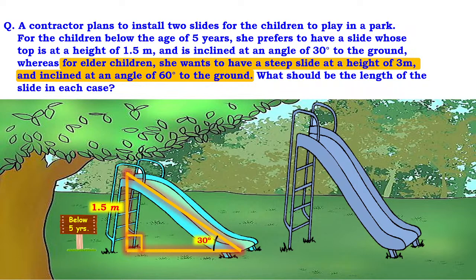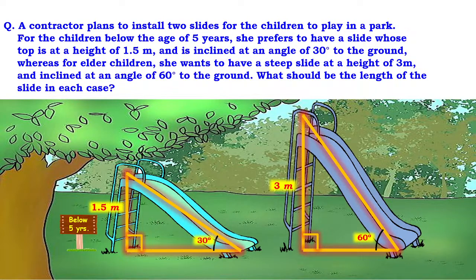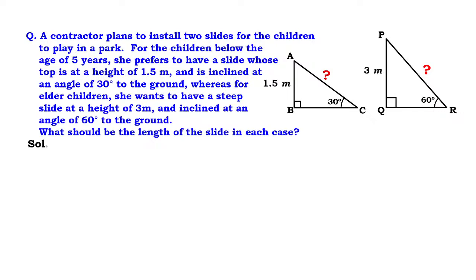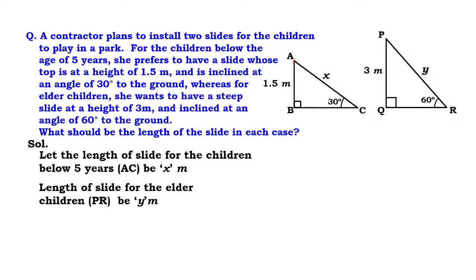Okay, now for elder children, what should be the height here now? What is the height they are telling? 3 meters. Okay, and what is the angle of inclination here? The value is 60 degree. Now in both the cases, what do you have to find? The length of this slide here and the length of this slide here. If I take two right angle triangles, that means I have to find the hypotenuse. Yes or no? Now I know the opposite side and I have to find the hypotenuse. So what am I going to use again? Sine.